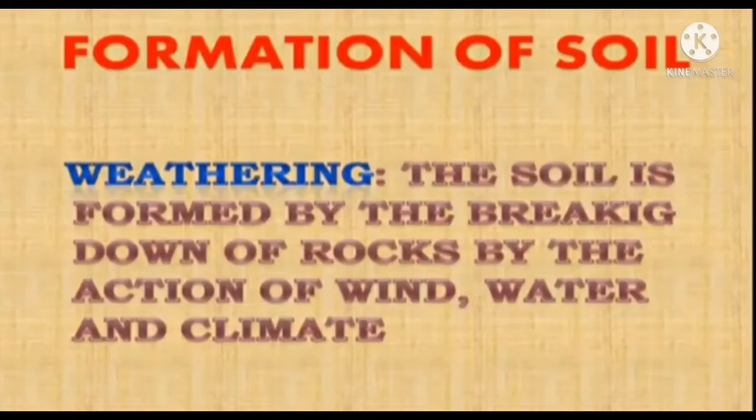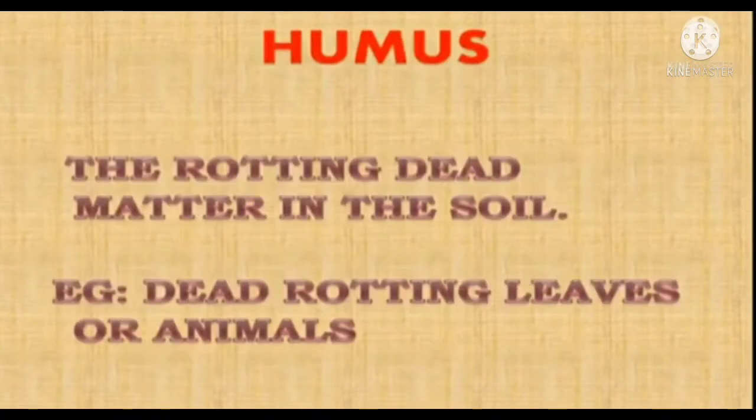Next, we learned about the formation of soil. Soil is formed by a process called weathering. The breaking down of rocks by the action of wind, water, and climate is called weathering. Soil contains humus. The rotting dead matter in the soil is called humus. For example, dead rotting leaves or animals.